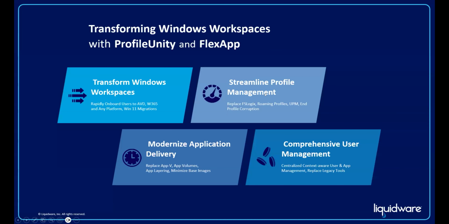So these are the things that we showed you today, just as a summary. How to transform your Windows workspace, streamline your profile management while you're doing it, modernize your application delivery, keep some of the legacy solutions in there. We can help you deploy AppVs. We didn't get to that today yet in the ProfileUnity section, but we can do that. Take the place of AppV server, help you deploy some of these other things that are out there while you were modernizing your applications very quickly with FlexApp.